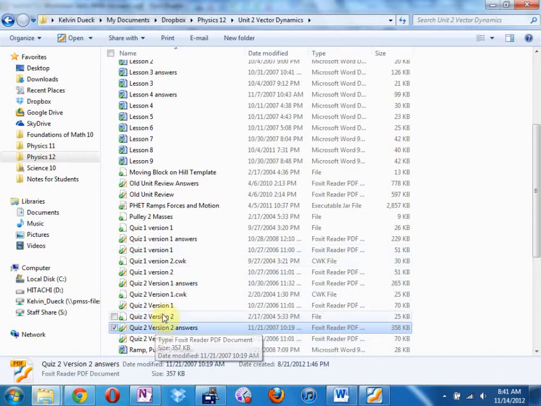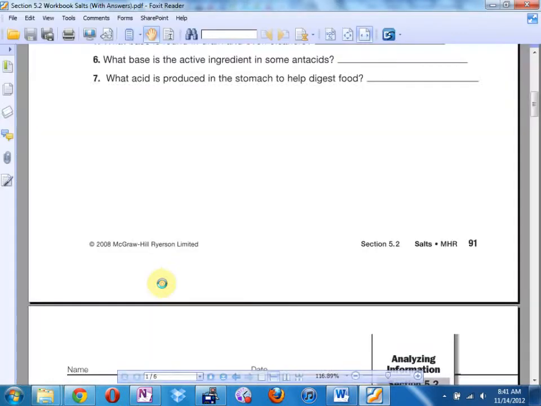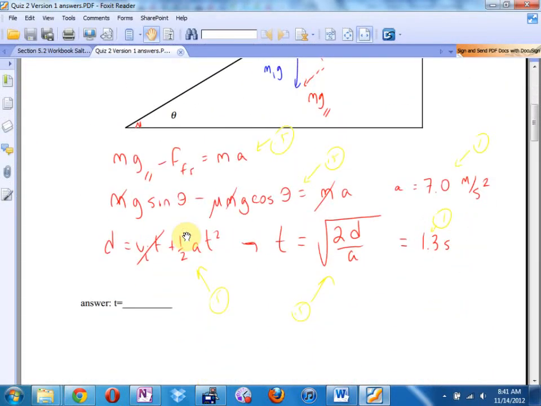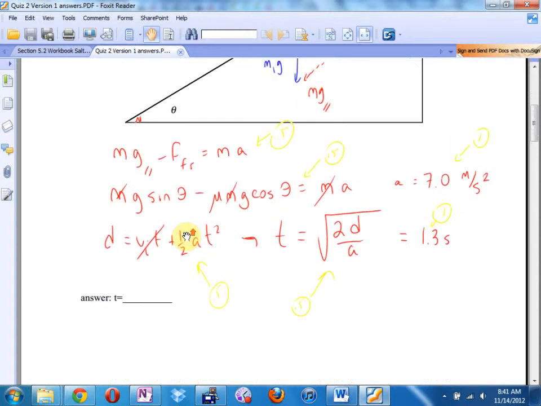Where's quiz 2 version 1? Quiz 2 version 1 answers. Let's try that again. There you go. Looks like I gave a half mark for that, a half mark for that, 1 mark for the acceleration, half mark if I saw d equals vit, half mark for that, and then 1 mark for the answer. But if you got the right answer, you get 4 out of 4. But if you're wondering if you got it wrong, where I'd give up part marks, probably something like that.